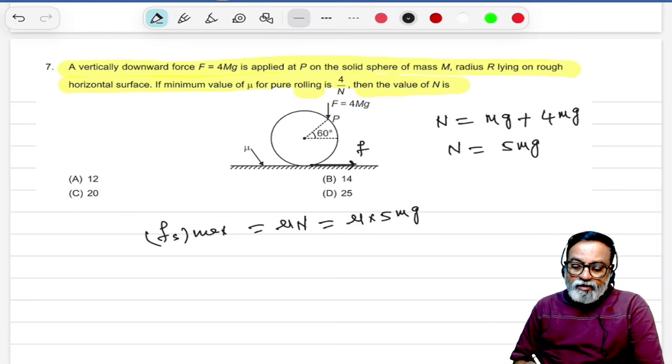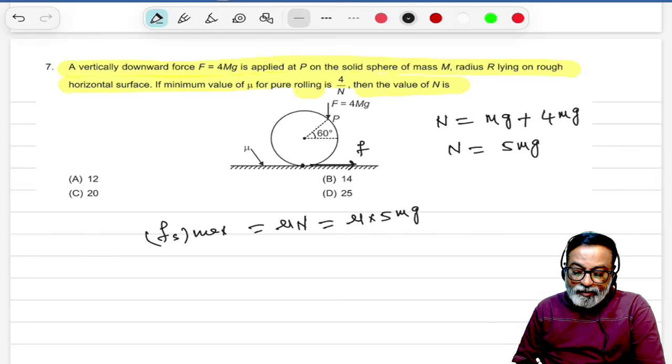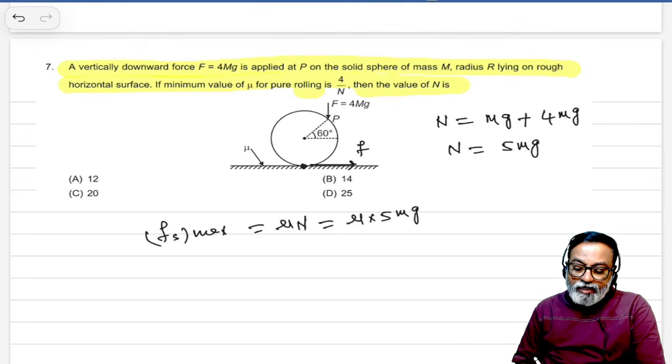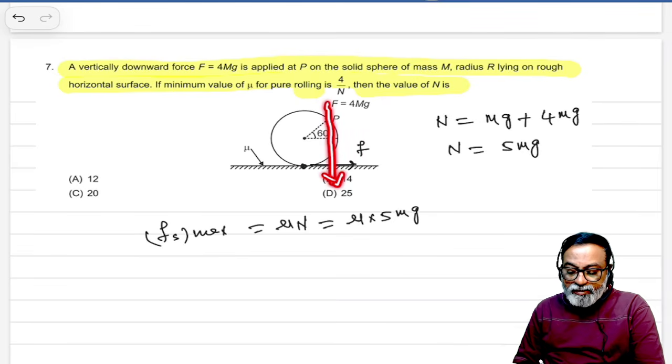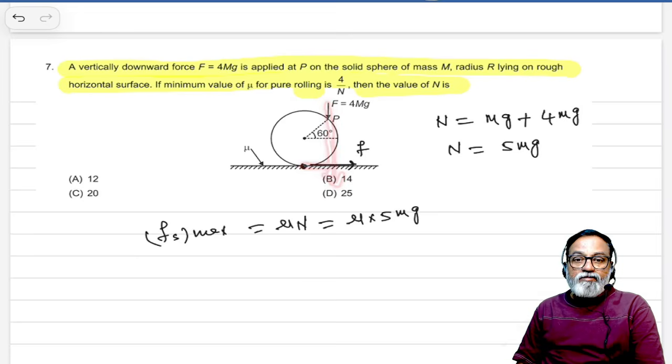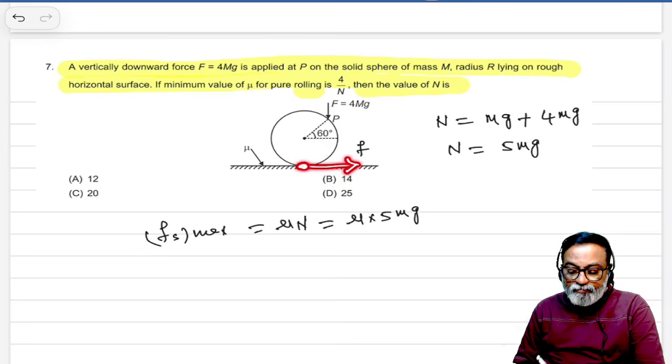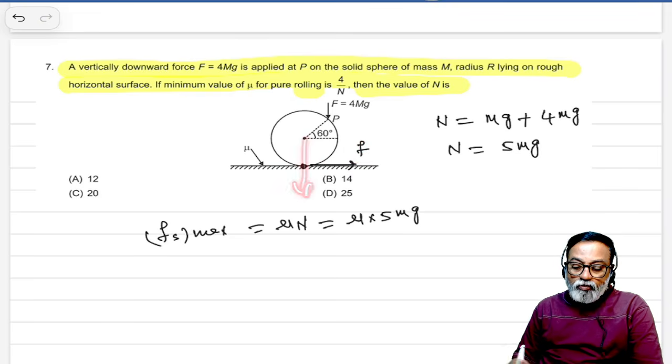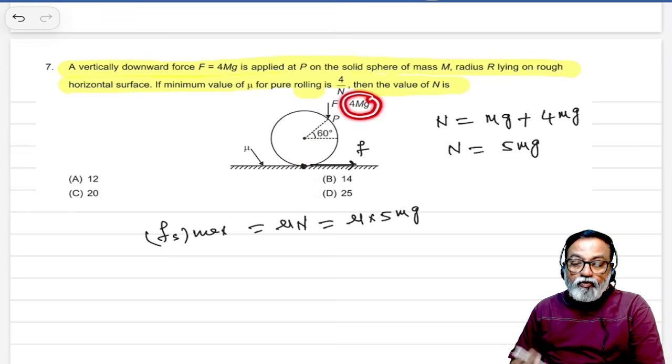Okay, here if you want to find out the torque about this contact point, this is a force acting in downward direction and this is the perpendicular distance between this force and the point of contact. Another force, the frictional force, is also passing through the same point. Therefore, torque due to friction is 0, torque due to normal reaction is 0, torque due to mg is 0. Only the torque due to this 4 mg remains.